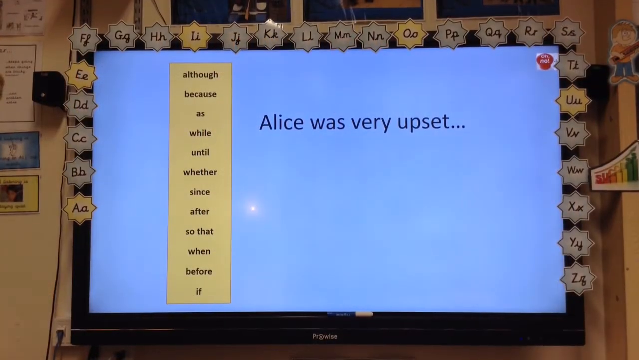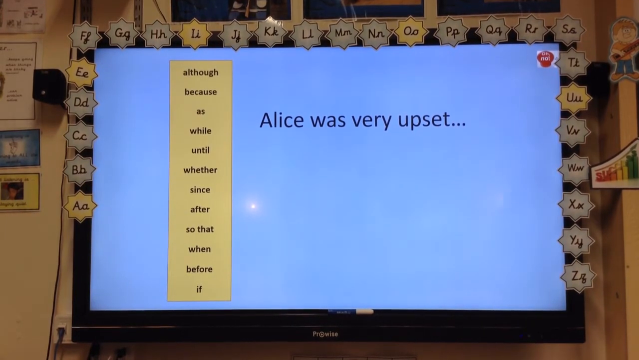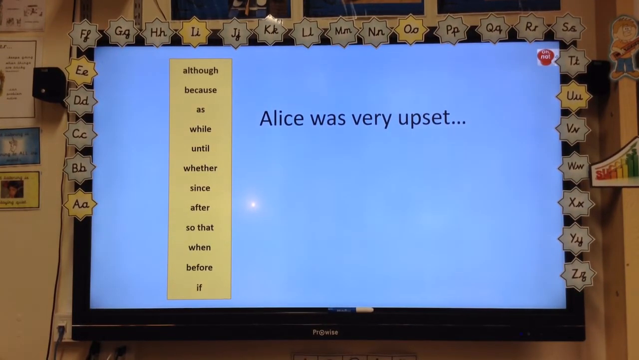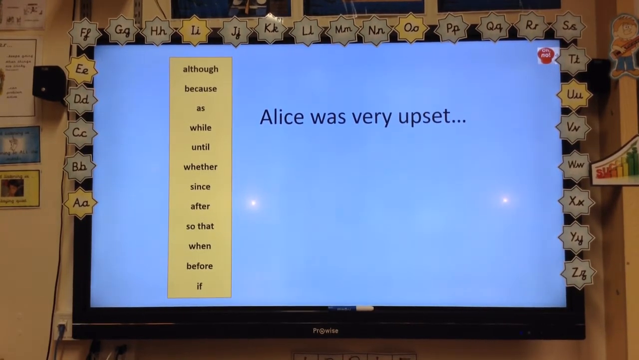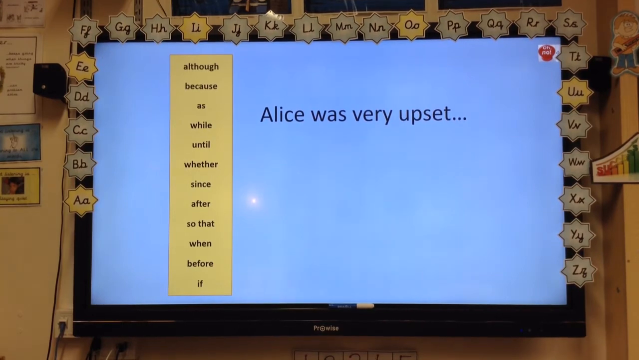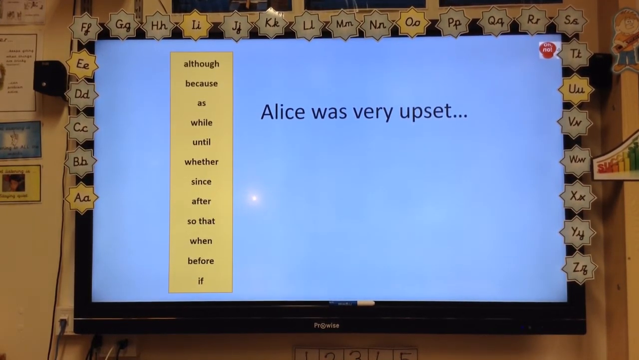Let's have a go at extending that very first sentence we looked at the start. Alice was very upset. It's a main clause. It can stand alone, but we want to tell the reader more. On the left you can see the list of subordinating conjunctions and I'm going to have a go now at extending it. Alice was very upset when she grew and couldn't get out of the house. Alice was very upset until she started to shrink again. See how you can extend that sentence now.